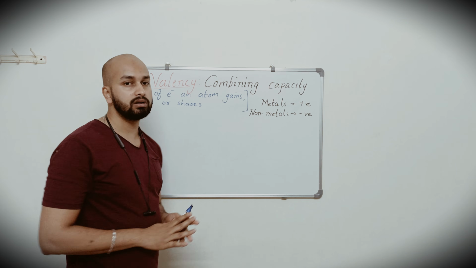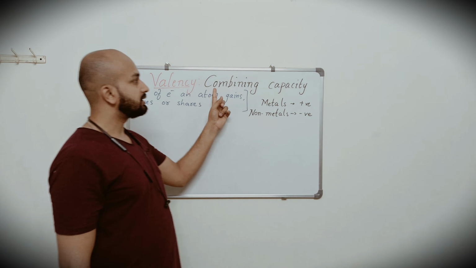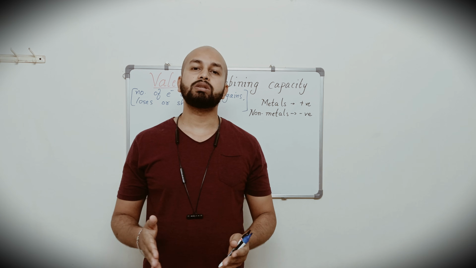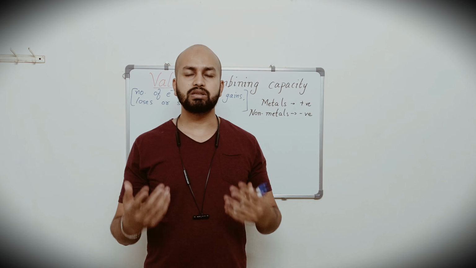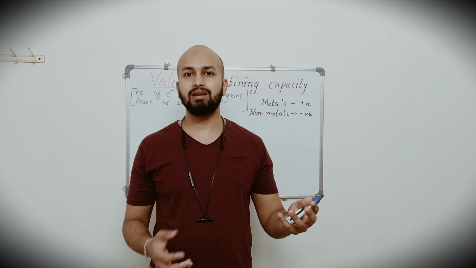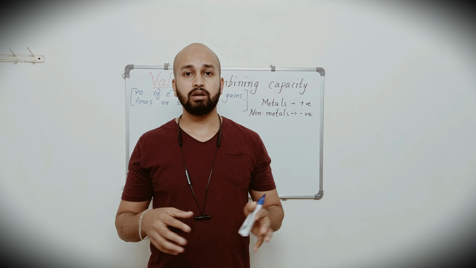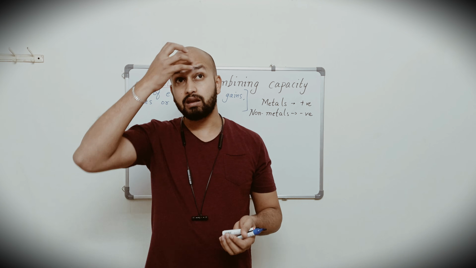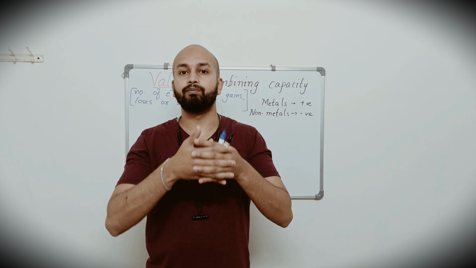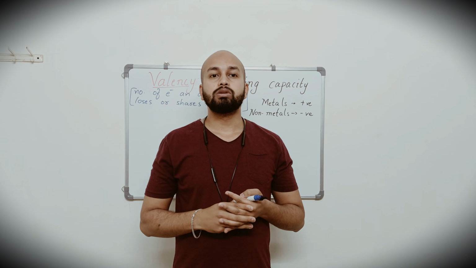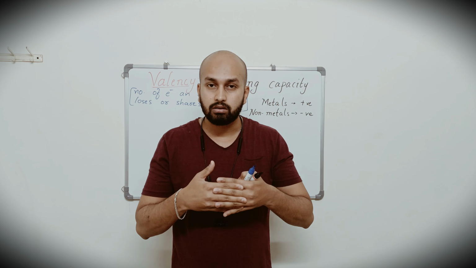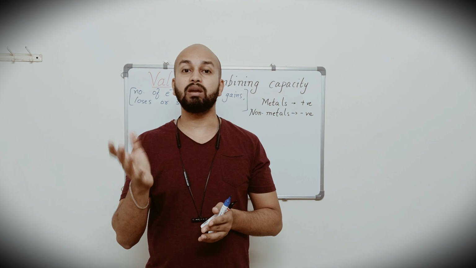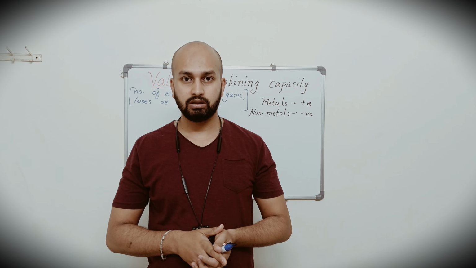If you can see what I have written here, valency is something called combining capacity. What does this mean? In chemistry, we generally study atoms interacting with other atoms, correct? Interacting means making a chemical bond. So how many bonds does a particular atom make? That is what is called combining capacity.